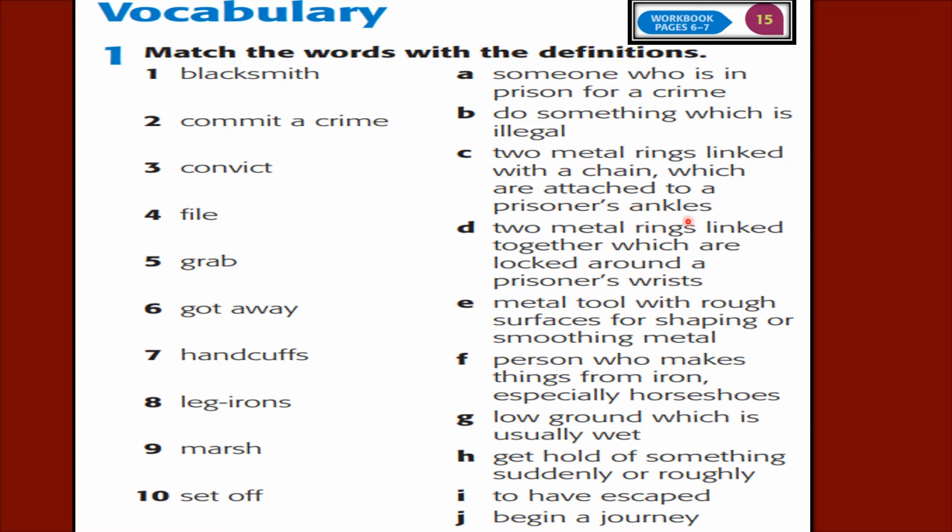Two metal rings linked together which are locked around prisoners' wrists.